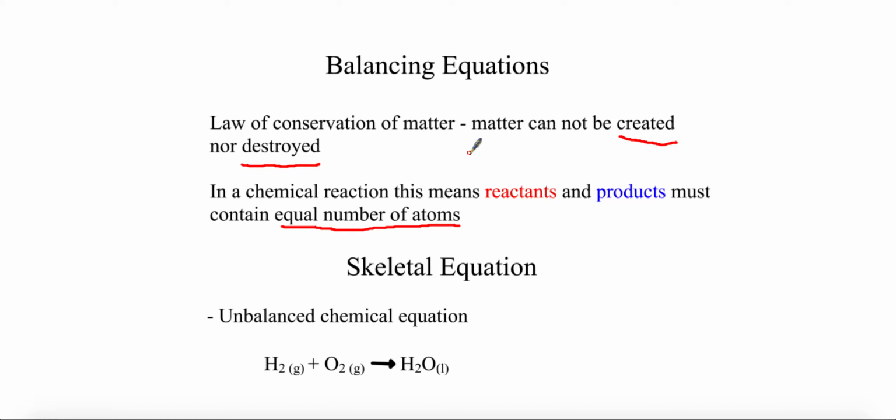We have to balance all of our equations because of this law of conservation of matter. That is the accurate depiction of how these substances are reacting with one another. And again, the goal is to ensure that the number of atoms on both sides of the equation end up being the same. So that's why we have to balance reactions, because of this law.